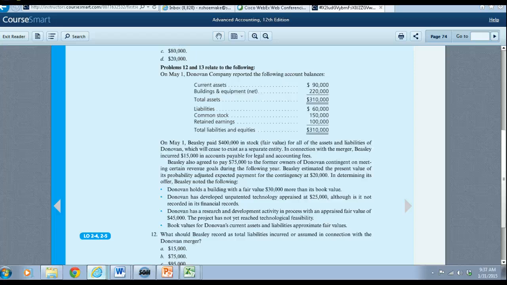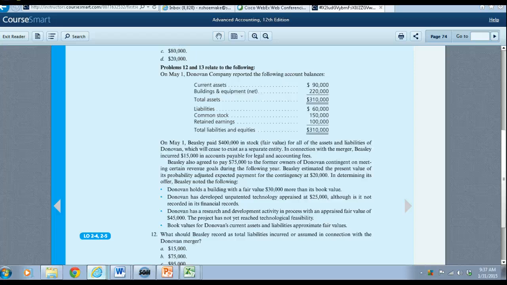Beasley also agreed to pay $75,000 to the former owners of Donovan, contingent on meeting certain revenue goals during the year. Beasley estimated the present value of its probability-adjusted expected payment for the contingency at $20,000. In determining its offer, Beasley noted that Donovan holds a building with a fair value of $30,000 more than its book value. Donovan's developed unpatented technology appraised at $25,000, even though it's not shown in the books.